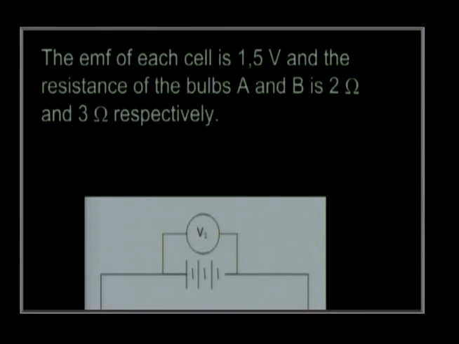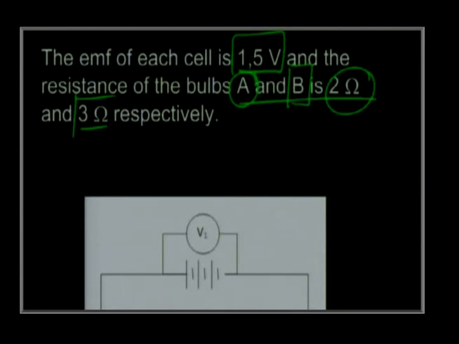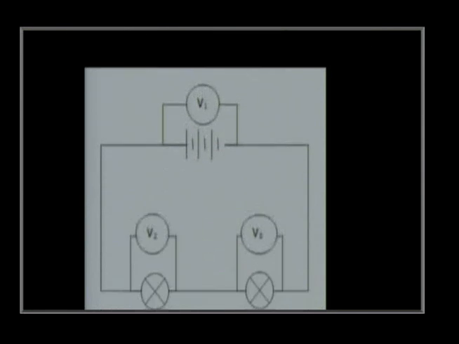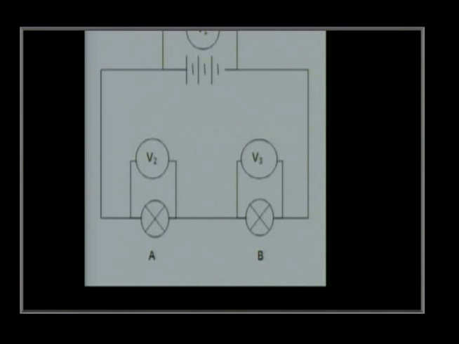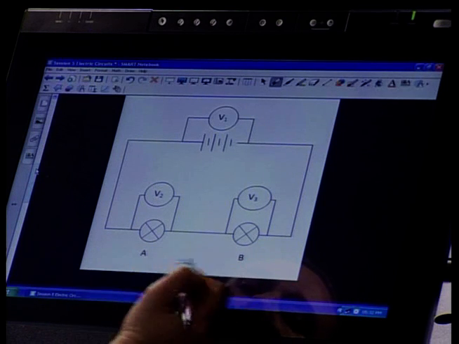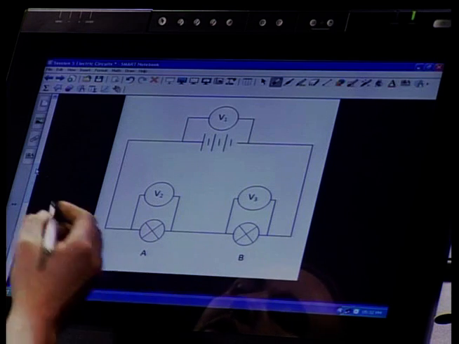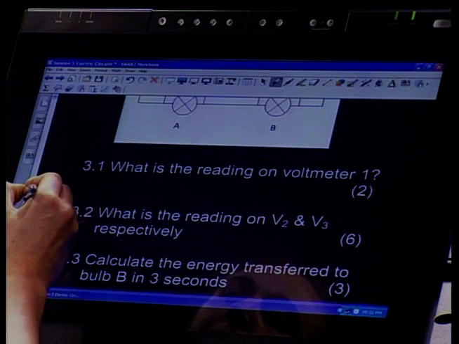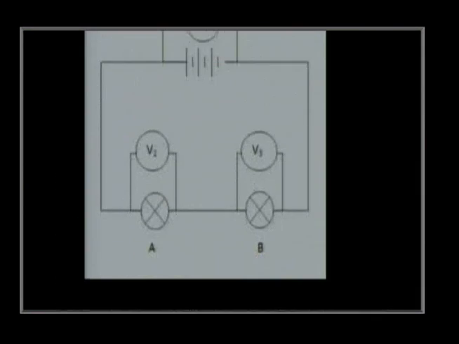The EMF of each cell is 1,5 volts. And the resistance of bulb A and B is 2 ohm and 3 ohm respectively. A was given first, so A will be 2 ohm. B was given second, so that would be 3 ohms. This is the circuit that they provide for us. So we've got voltmeter 1, which is connected across our battery, a voltmeter across each one of these bulbs. The light bulbs are labeled A and B, and we're going to look at the information over there. What is the reading in voltmeter 1?